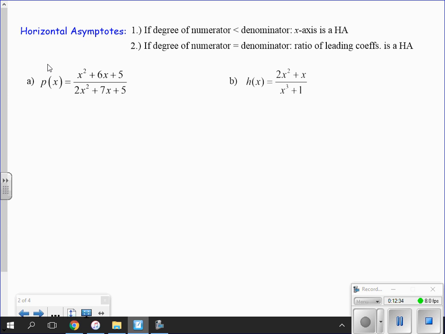If the degree of the numerator equals the degree of the denominator, the ratio of the leading coefficients is your horizontal asymptote. Now, horizontal asymptotes generally are not a big deal unless you are dealing with very large numbers. A lot of graphs have horizontal asymptotes that the graphs cross at some point.